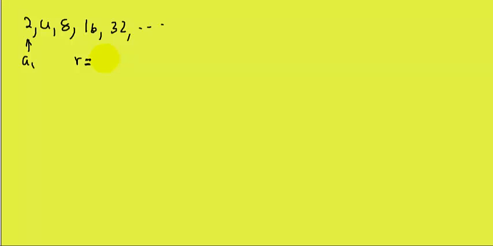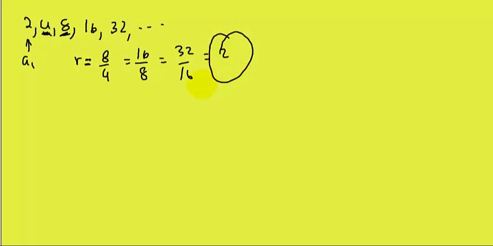But to find the ratio, we take any number, 8, divided by the previous one, 8 over 4. Or 16 divided by 8, which is the same thing, or 32 divided by 16. All of those are going to turn into 2. So the ratio is 2. So if you want to find the 52nd term, then you have to keep multiplying by 2 each time and get to the 52nd term.